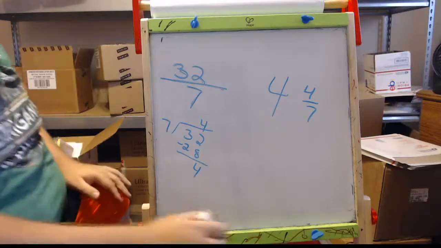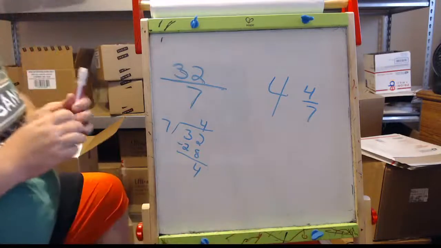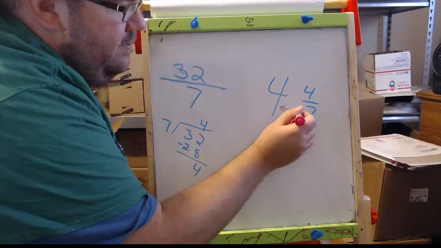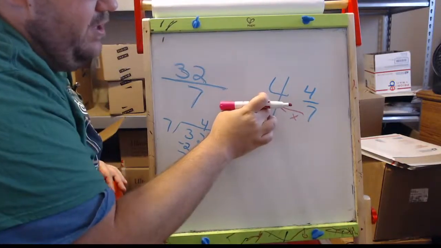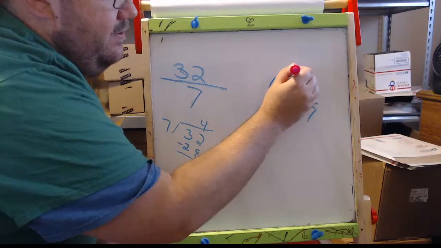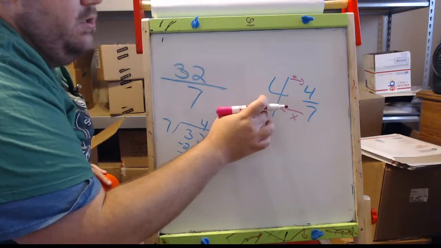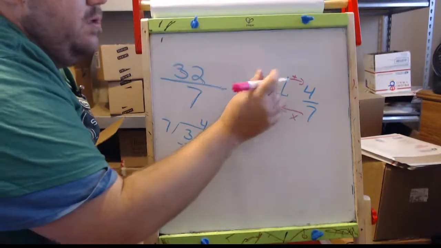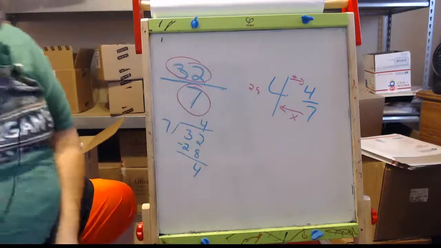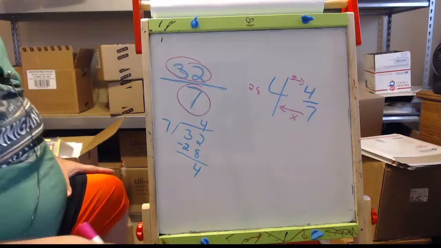Now, if you want to double check your answer, you take your mixed number, or mixed fraction, and turn it back into an improper fraction. Take the denominator times the number out front. Get your answer, and then add the numerator. So 7 times 4 is 28, plus 4 is your 32, and then put it over the original denominator, 7.